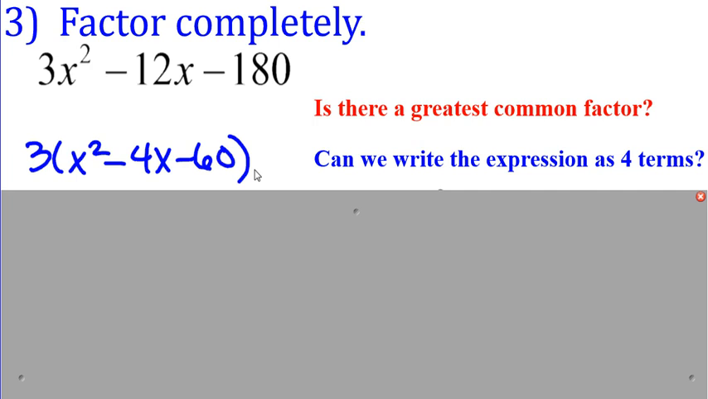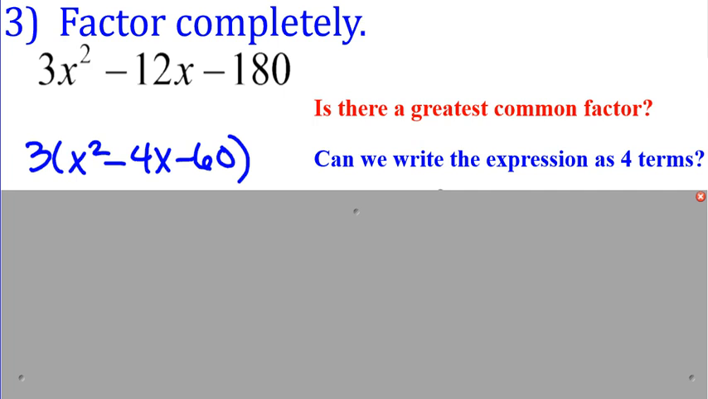At this point, again, you want to ask yourself, can we write this expression as 4 terms? In order to do that, we're going to take the leading coefficient times the constant and think, what times what gives us negative 60, and what plus what gives us negative 4. So again, you could look at the multiplication table, find where you get 60, look up and to the left to see what factors would help you make that happen for both rules.